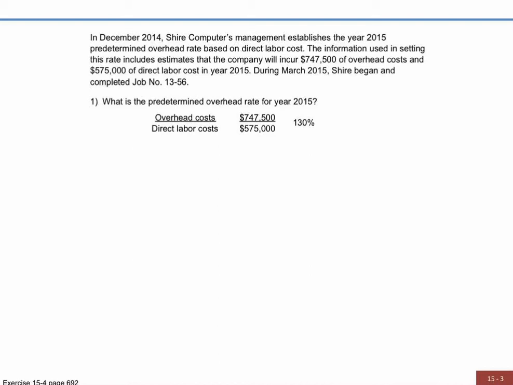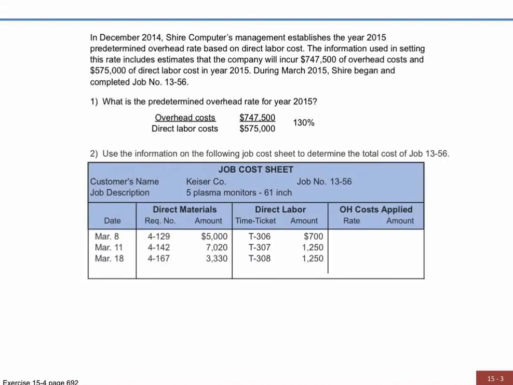So in the pizza example, we'd anticipate $1.30 of electricity or utilities for running the oven for every dollar that we spend on labor to load a pizza into the oven. The next thing we're going to do is apply that to an actual cost when we're calculating the total cost for a job. In this case, it would be in 2015.